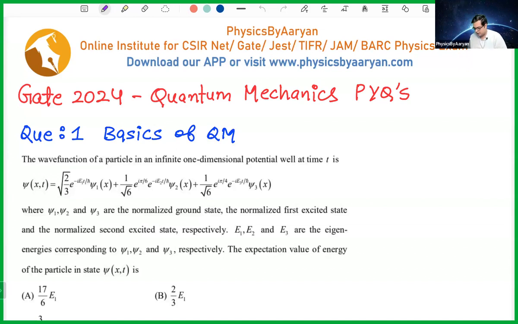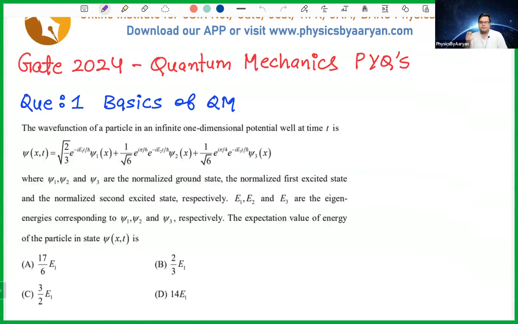Okay, so let's see. The first problem was actually from basics of quantum mechanics. By looking at the diagram or the question, what you can see is that an infinite one dimensional potential well is given. So the system we have is a one dimensional infinite well, and the wave function is given. The wave function is a superposition wave function. Your wave function is in superposition of three states: phi 1, phi 2, and phi 3.